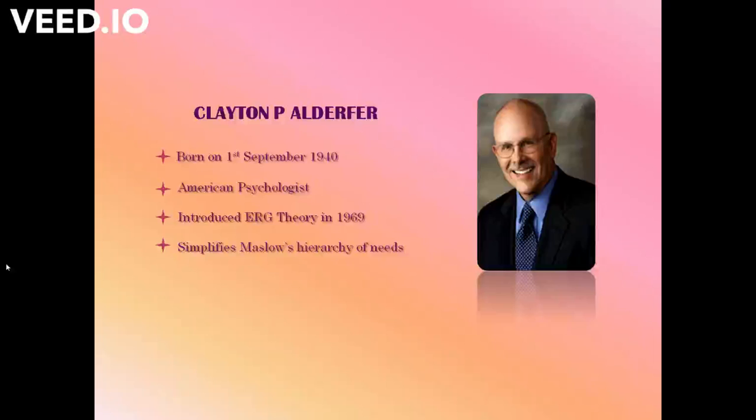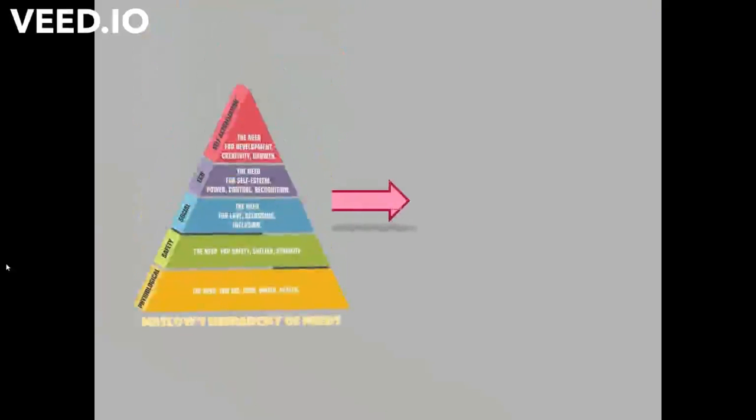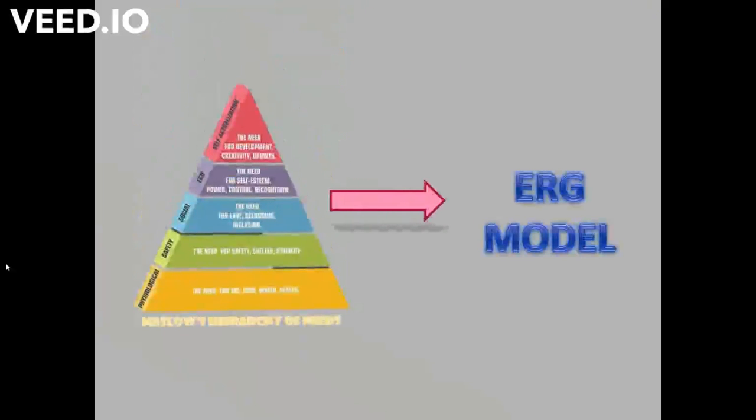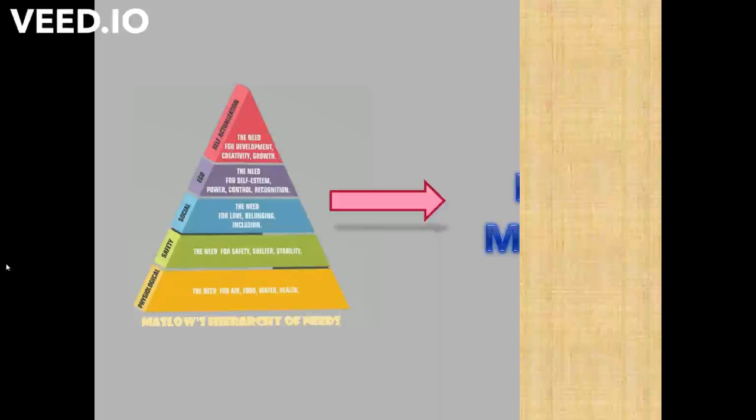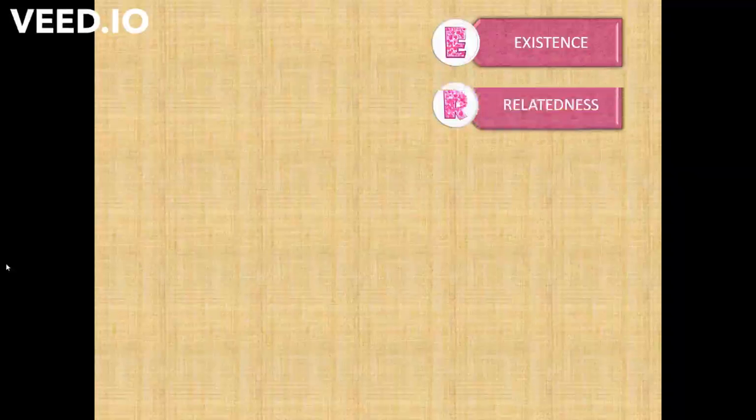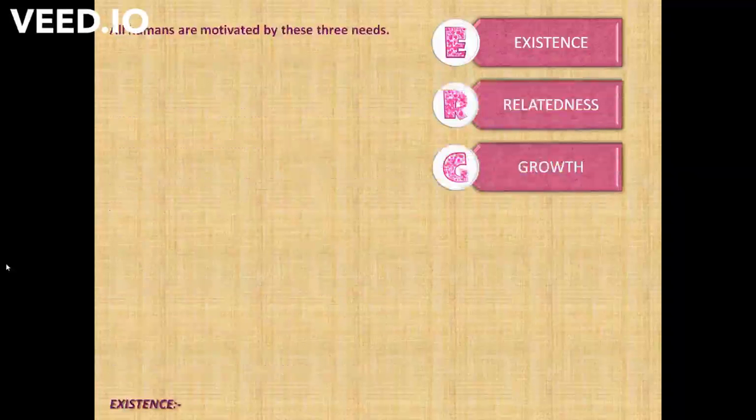We have learned in the previous classes about Maslow's hierarchy theory of needs. Here, Clayton P. Alderfer simplifies Maslow's hierarchy of needs. Clayton Alderfer developed Maslow's hierarchy of needs into a three-factor model of motivation known as the ERG model. In this model, the letters E, R, and G each stand for a different human need: existence, relatedness, and growth.